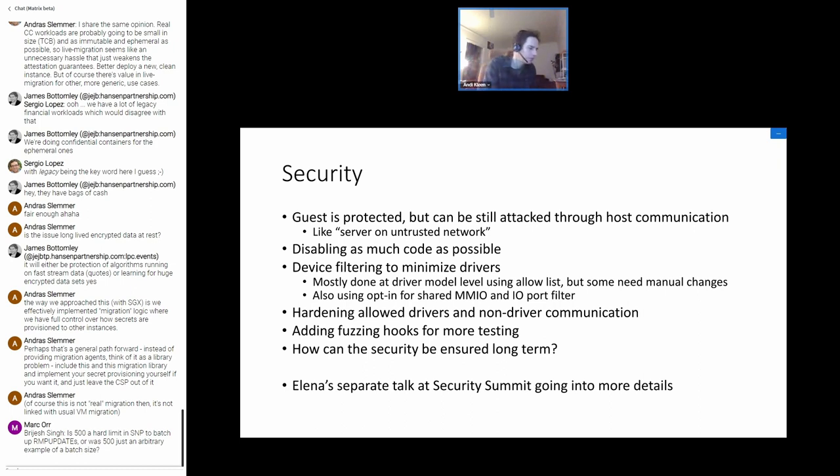If you are unlucky and the code has a buffer overflow which passes some data, then they could use that to find some primitive in your code and then actually read all the memory. So all the memory encryption and memory protection wouldn't help you if they can basically take over the guest using these communication points. So it's really important that we secure this. We have to make sure.